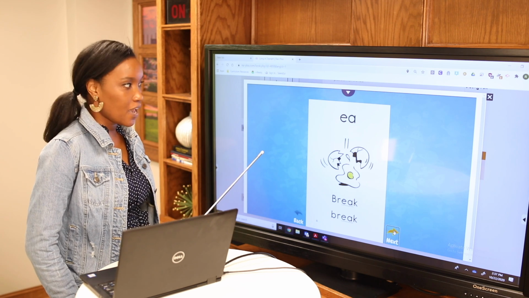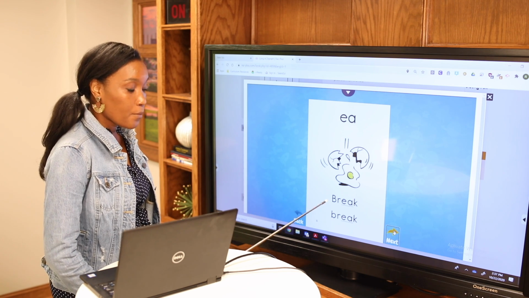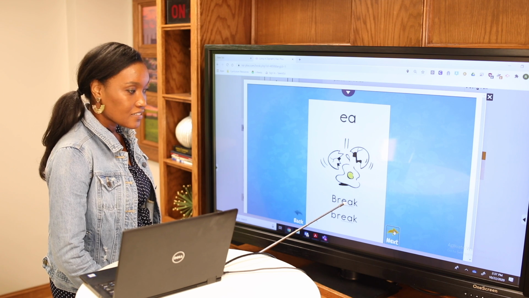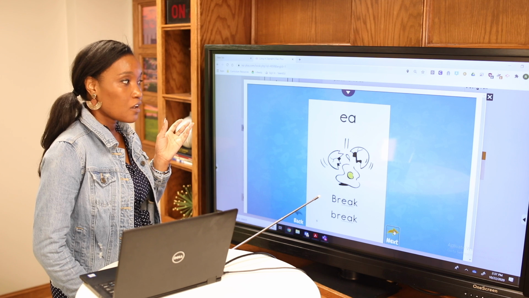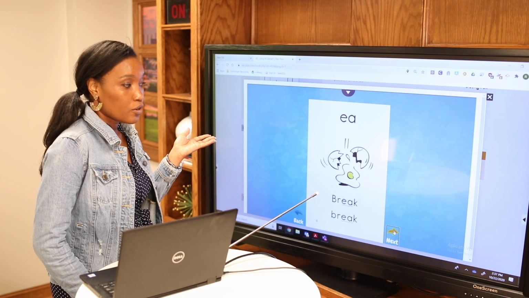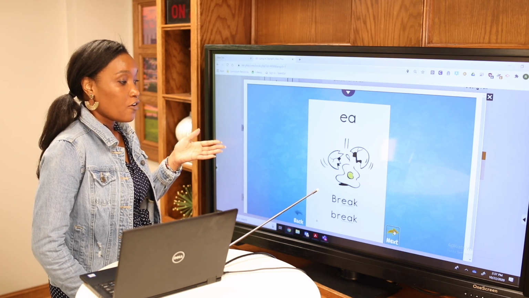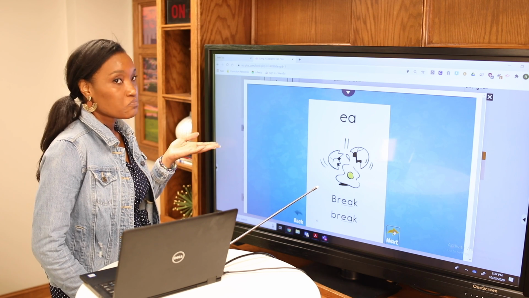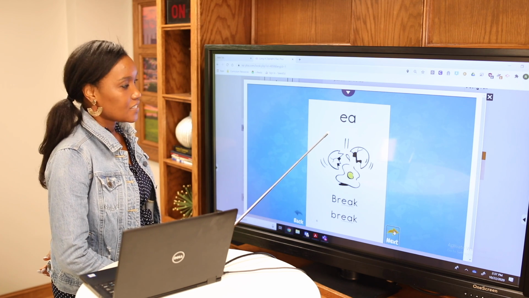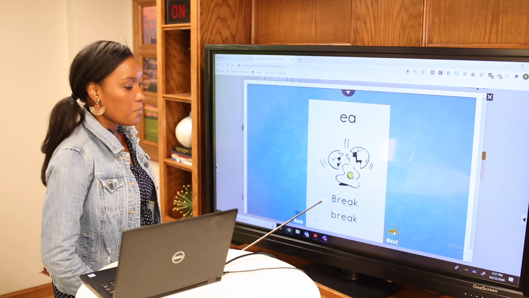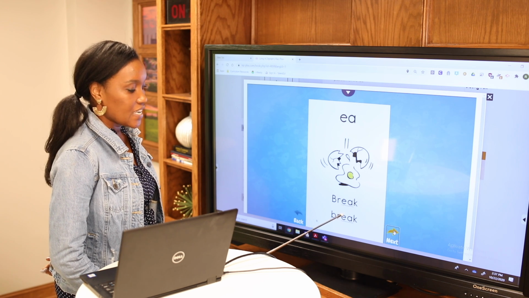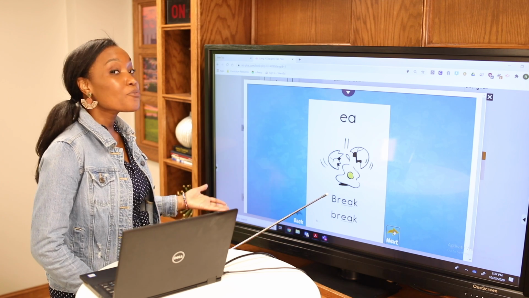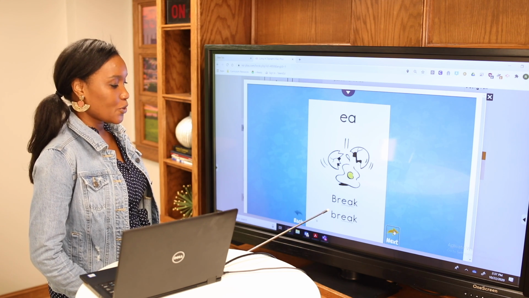It's a different spelling for the word break. We can also see that our predictions of what the word was, according to the pictures, were correct. Break. E-A. Break. B-R-E-A-K. Break. Pretty cool.